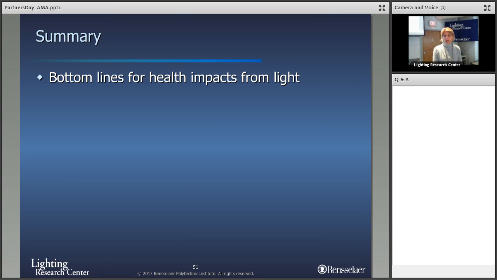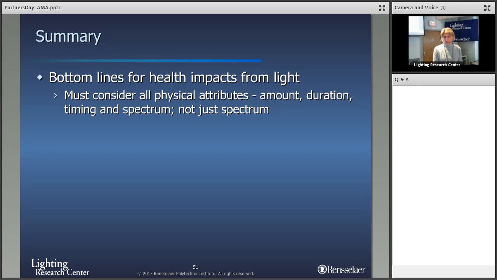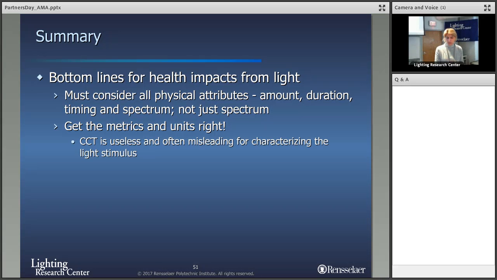So the bottom lines for the health impacts from light is that you must consider all the physical attributes: the amount, the duration, the timing, and the spectrum, not just spectrum, okay? The same light that is beneficial when given in the morning is not going to be beneficial if given in the middle of the night. So telling me what type of light and what amount of light without telling me when you're giving that light is also not beneficial. Get the metrics and the units right. Otherwise, there's no point in talking about the health effects of light.